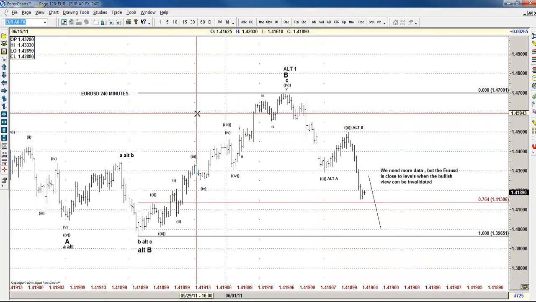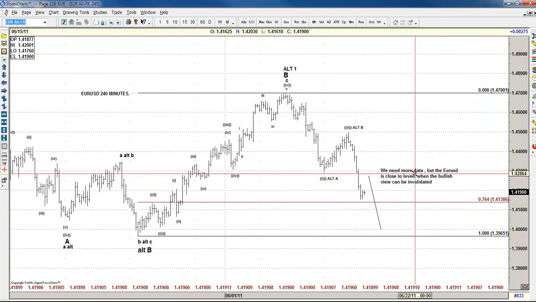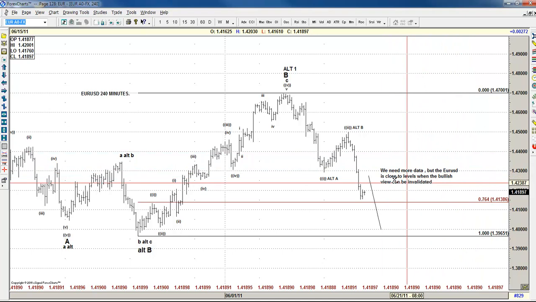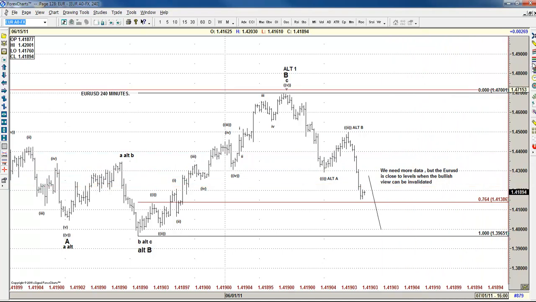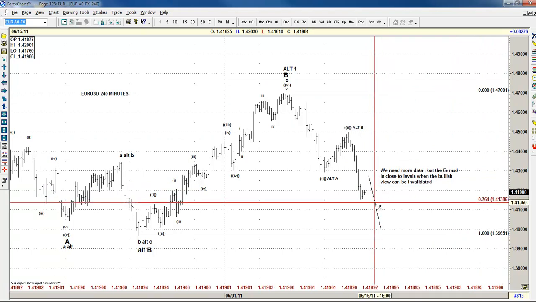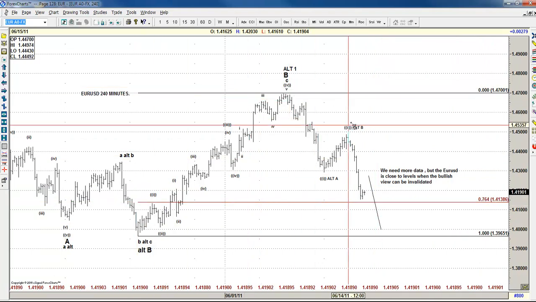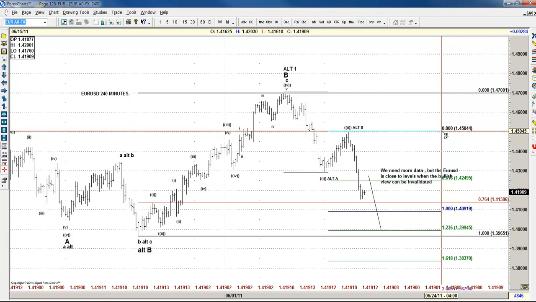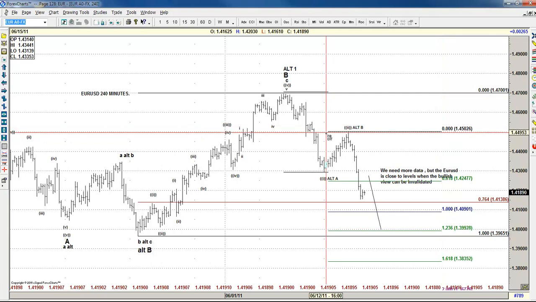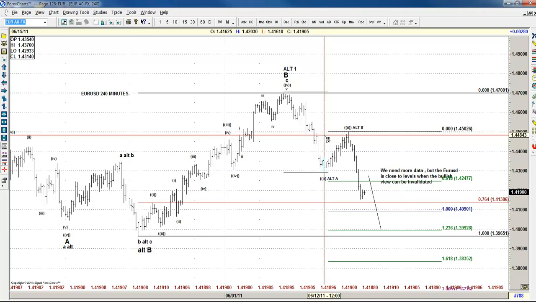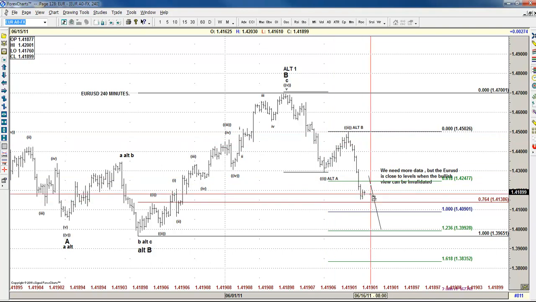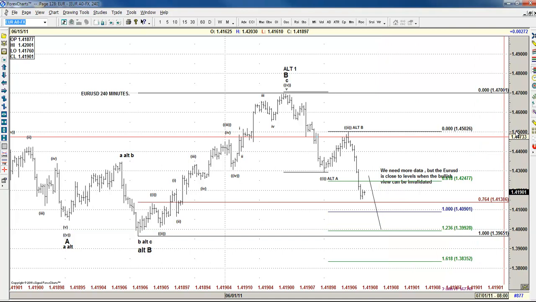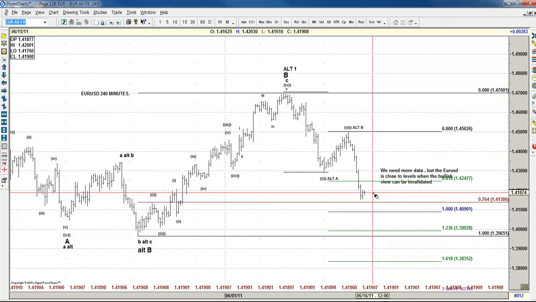Okay, same scenario. I don't need to explain the count anymore. We need more data, but the euro dollar is close to levels where the bullish view can be invalidated. Look, it's very close to the 76.4 of the whole move, and the biggest correction is still in the middle, even though the equal legs are a little bit lower. But like I say, this level right here, 42.93, is a huge level. A print above that level without getting extension is very, very bullish. And like I say, guys, nothing yet, but we can be close.